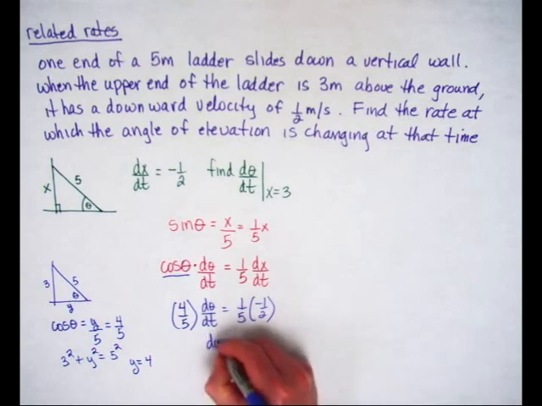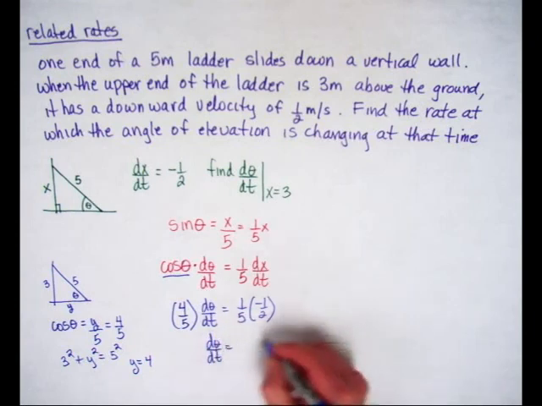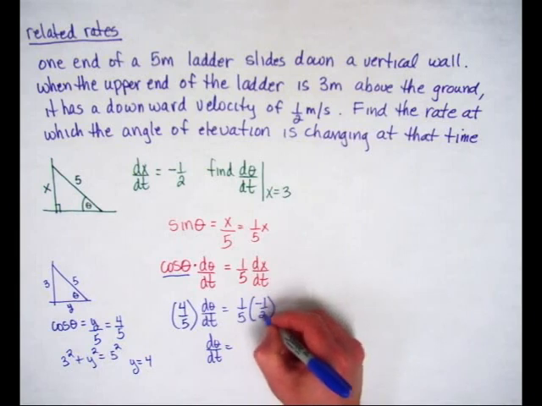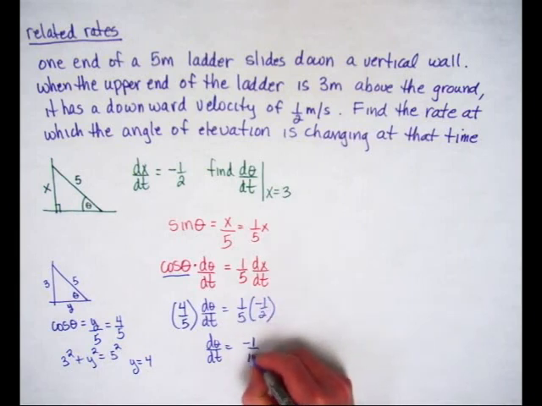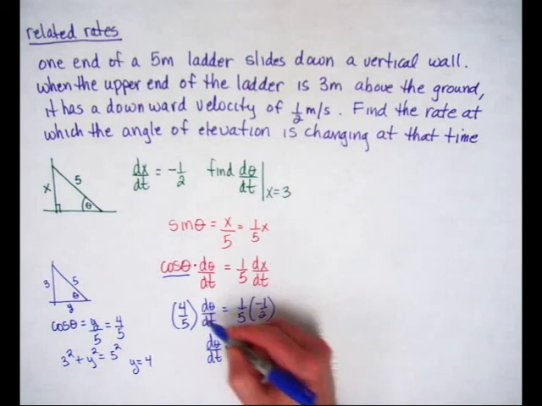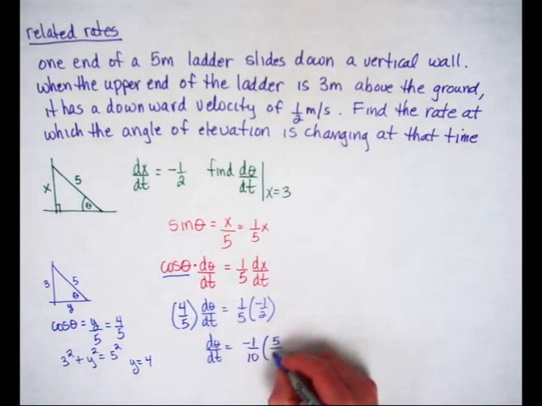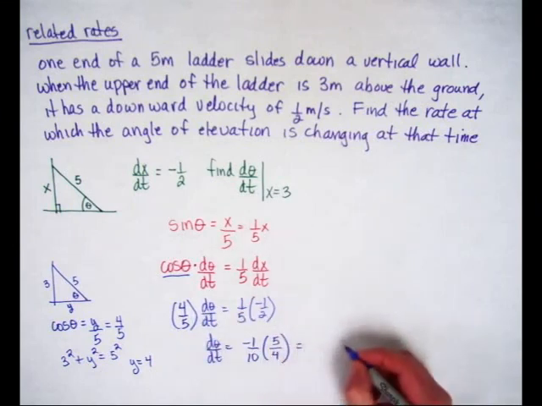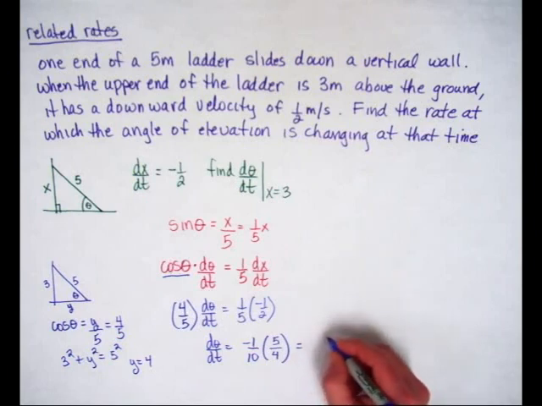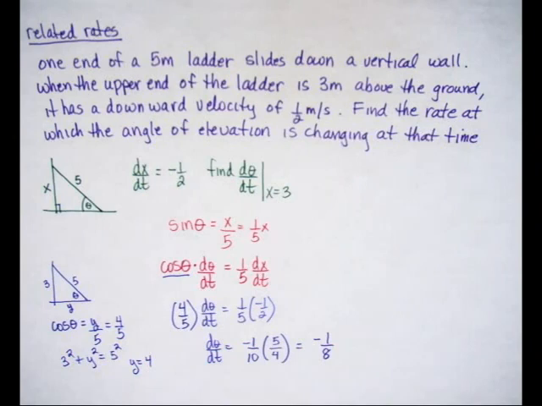So to solve for dθ/dt, we're going to have 1/5 times -1/2, which is -1/10, times, when you divide by 4/5, you multiply by 5/4, which will give us -5 over 40, or -1/8. Now of interest here are what are our units. All of the numbers in this question are in meters. And you'll notice that there's meters on both sides, so they're going to cancel. So what we end up with is a real number, which again is the significance of rads.